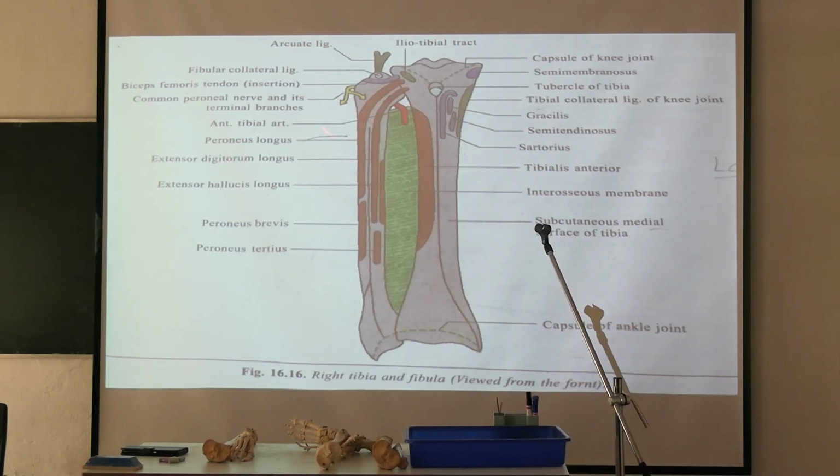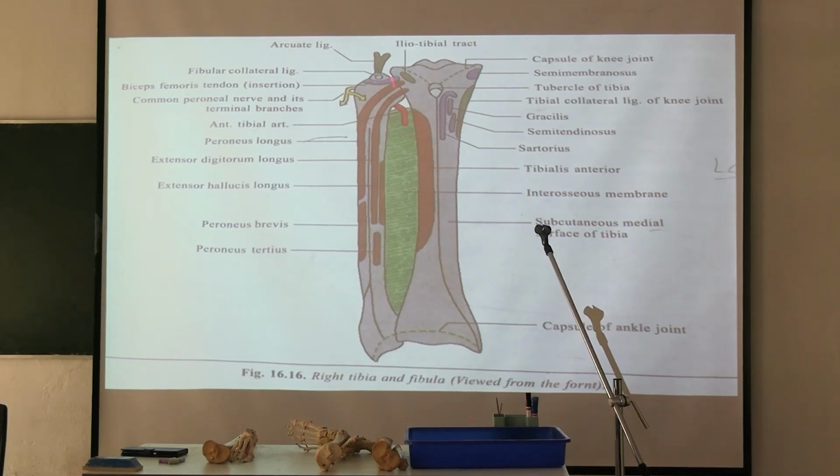And see, here are the relations of the neck. Posterolaterally, it is related to the common peroneal nerve, which is dividing into superficial and deep peroneal nerves, and medial to the neck lies the anterior tibial artery. These are important structures related to the neck.